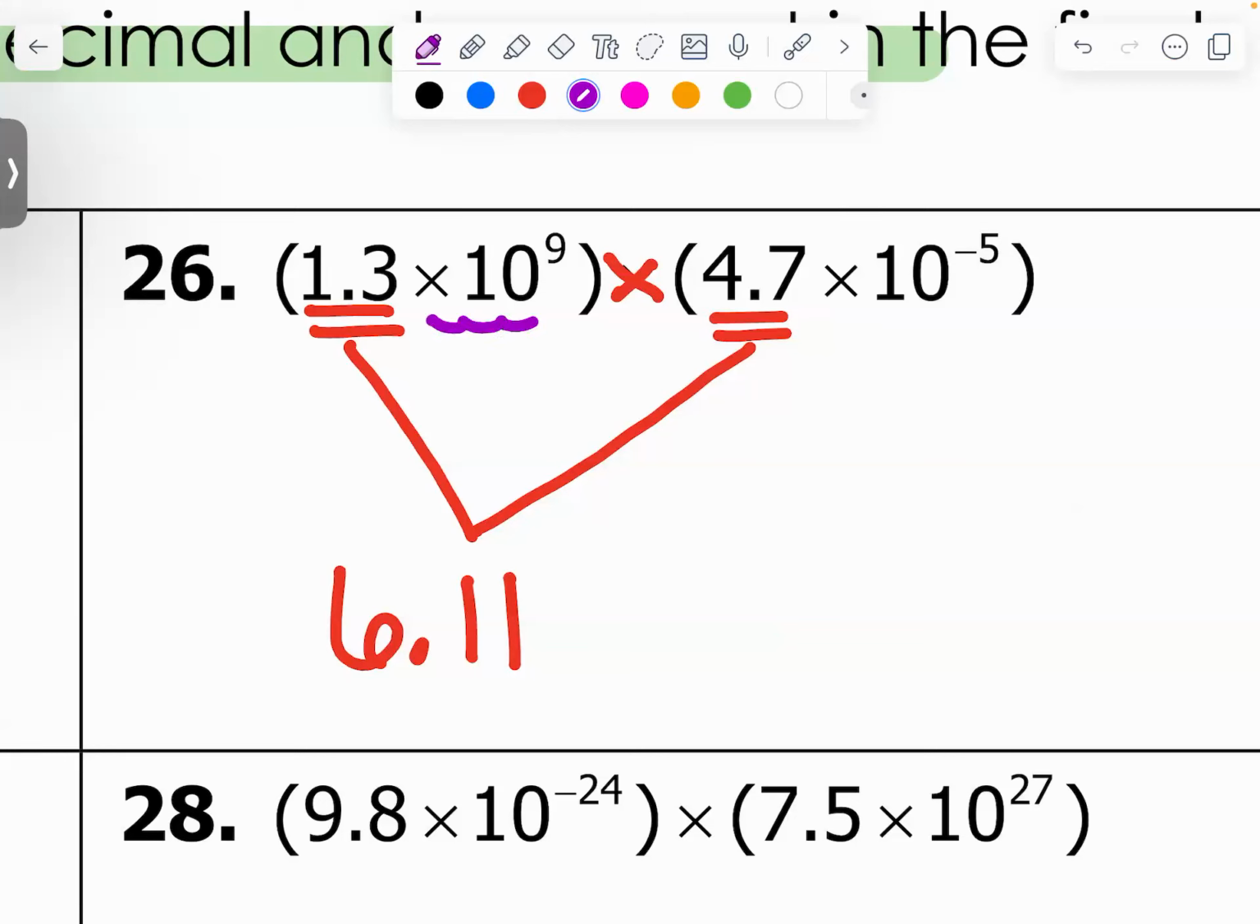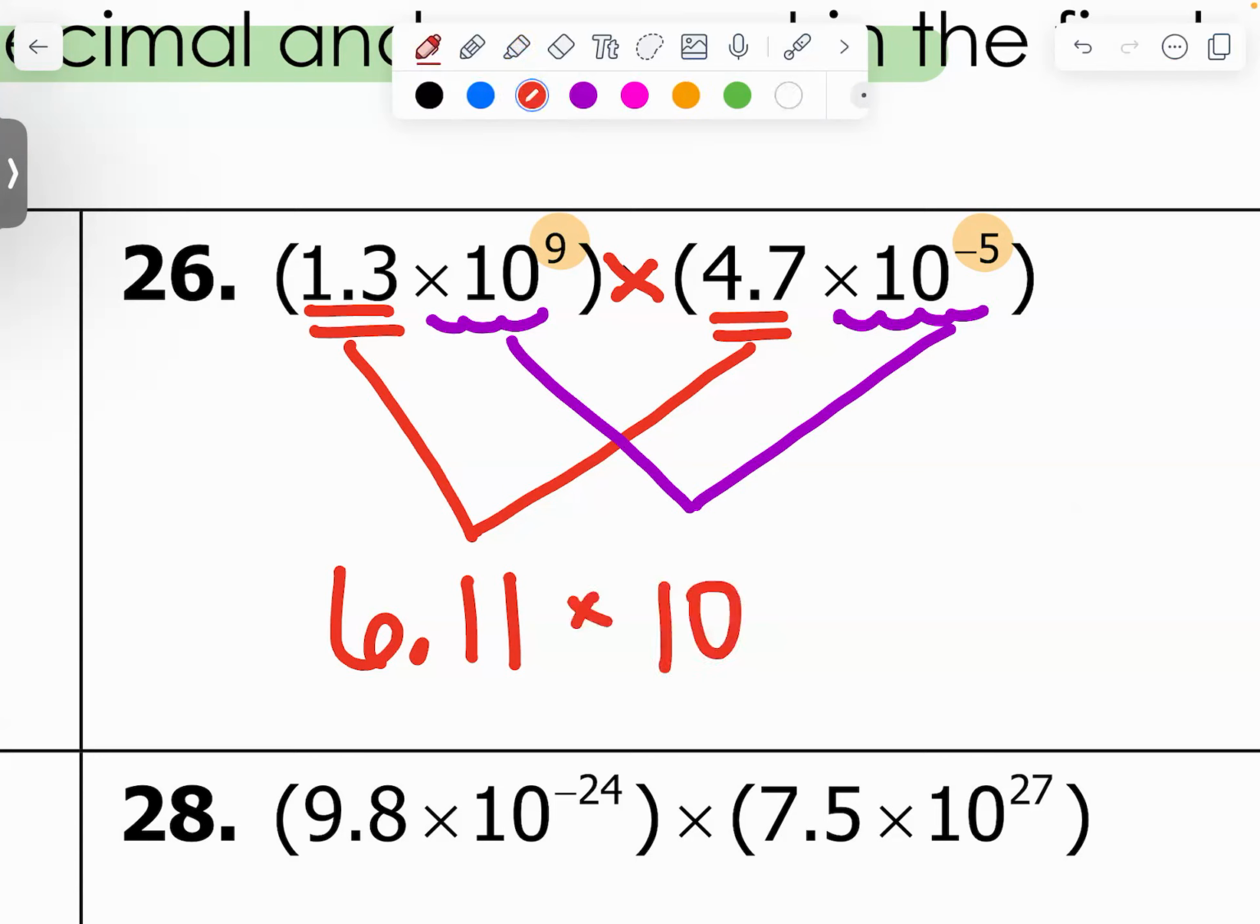6.11. Okay, now let's take our 10 to the powers. If we are multiplying, then what do we do with our exponents? We add them. So what happens when we take 9 plus -5? What is it? Emma, is it 10 to the power of 4? Yes? Kaden says 4. Emma says 4. Are we okay with 4? Okay.